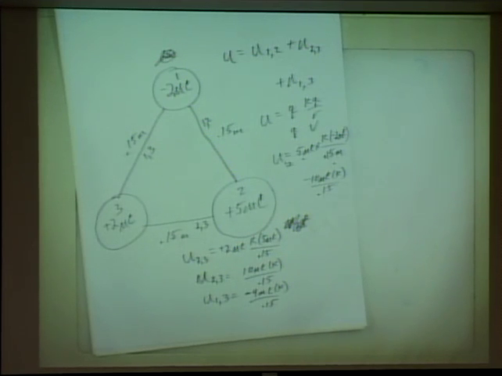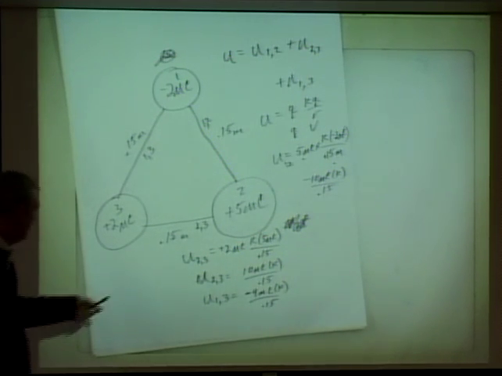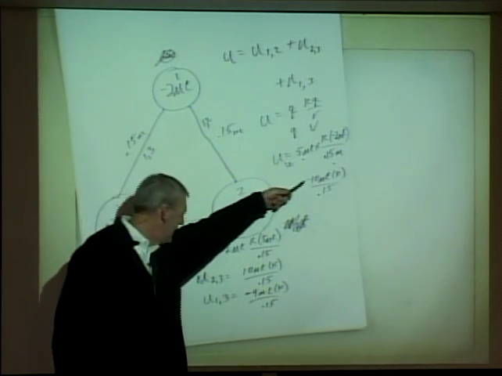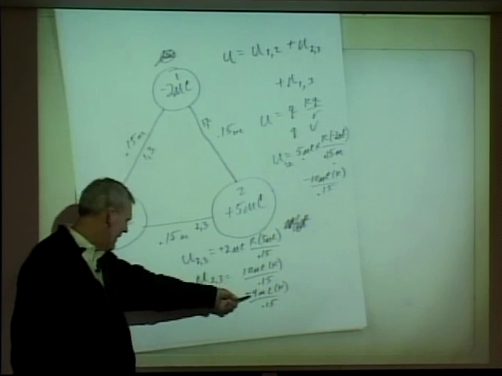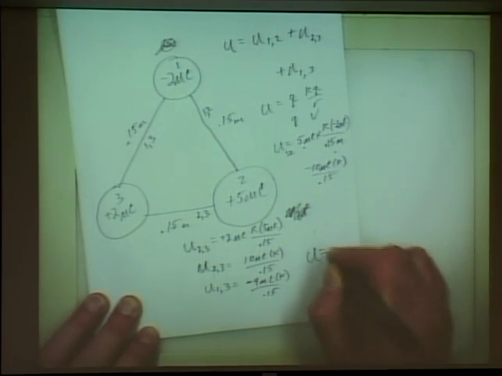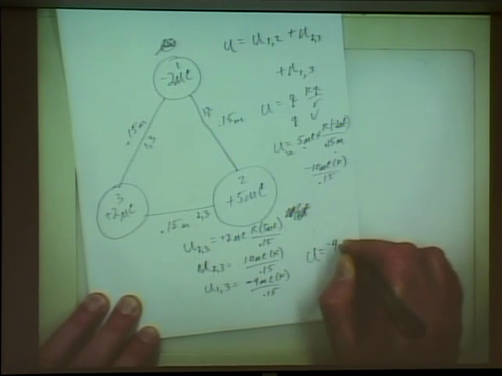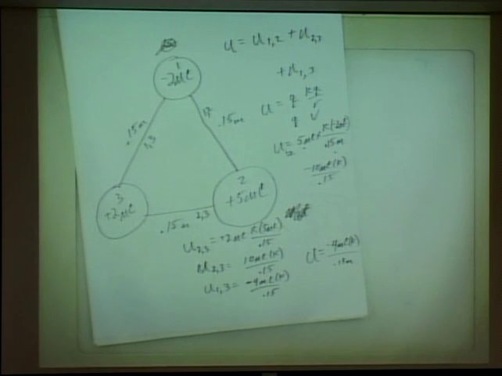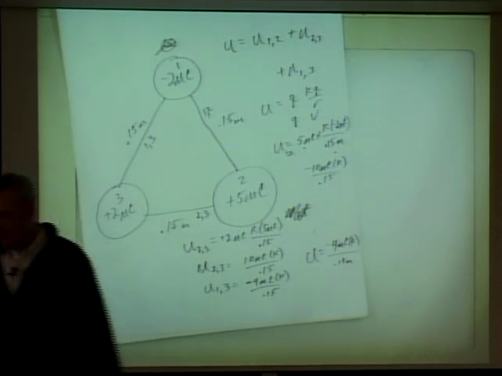There we go. And so when I add up 2,3, 1,3, and 1,2, I get a negative 10 plus positive 10 minus 4. So it comes out to be that U equals negative 4 microcoulombs times whatever K is going to be. Well, I know what K is: 9 times 10 to the 9th, over 0.15 meters. Interesting.